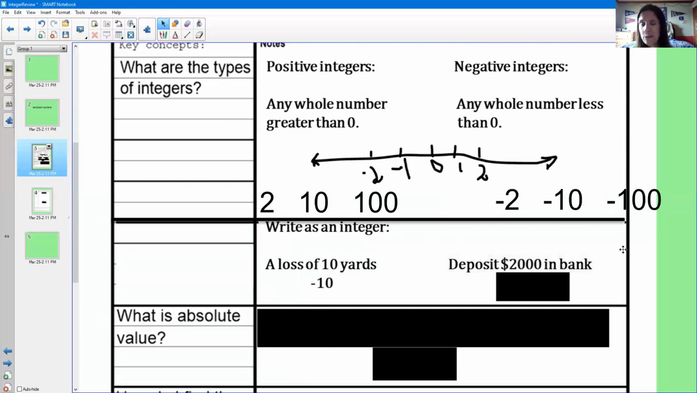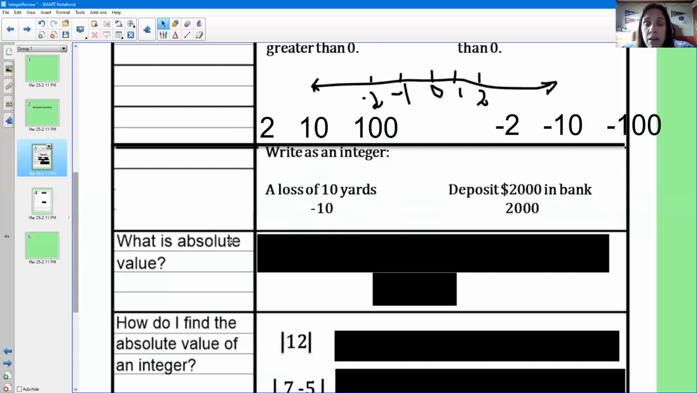Or depositing $2,000 in your bank. Deposit's a key word. Is that a positive action or a negative action? Adding to your savings is positive. Okay, so these words translate to this number, positive 2,000. And for positives, you don't have to write a plus. Just writing the number, we know it's positive.